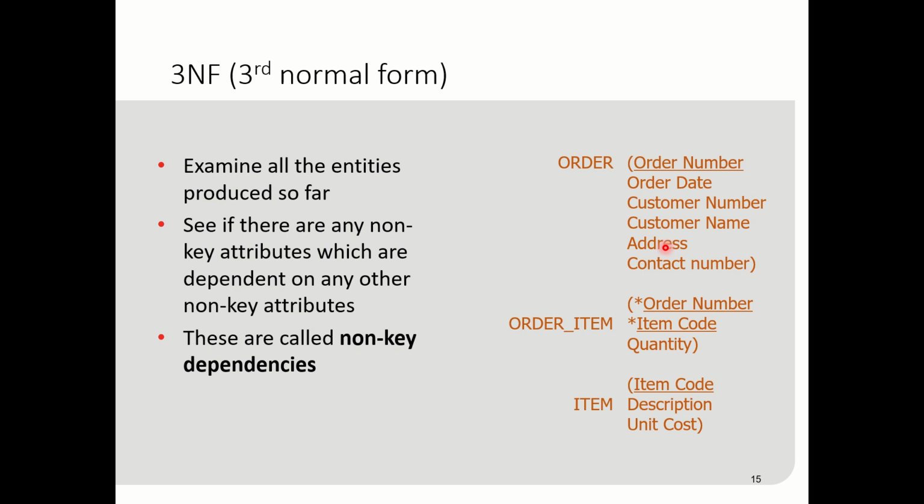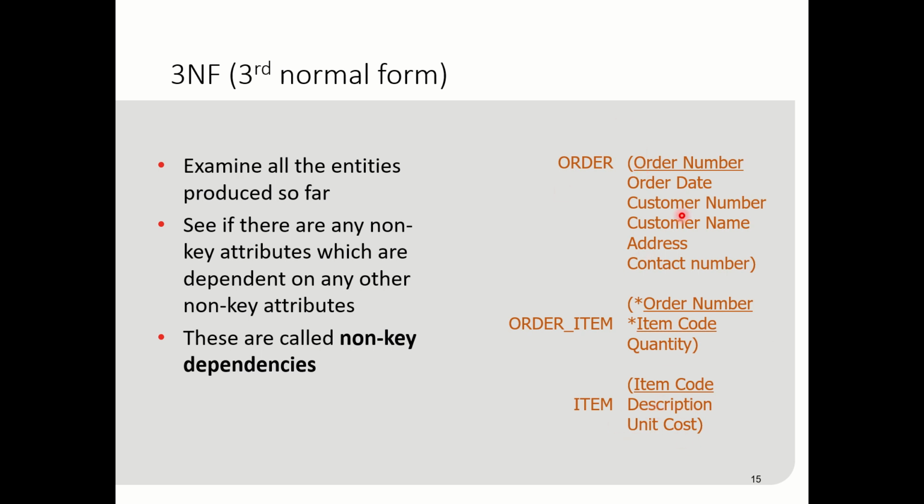Now in third normal form, you examine all the entities so far. You need to make sure about the non-key attributes. Consider the order table: you have order date, customer number, customer name, address, and contact number. These are all non-key attributes. Here, quantity is a non-key attribute, and description and unit cost are non-key attributes.